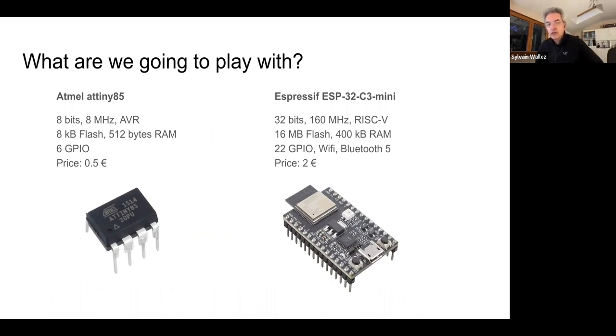ATtiny85, which is really tiny. 8 bits, 8 megahertz. It can even run down to 1 megahertz. It has an AVR instruction set, which is more or less like a very simplified RISC instruction set. 8 kilobytes of flash memory and half a kilobyte of RAM. Yeah, and we can do a lot of things with that. 6 GPIOs. So if you look at the chip, it has 8 pins. One is for ground, one is for 5 volts, and the other 6 are input outputs.